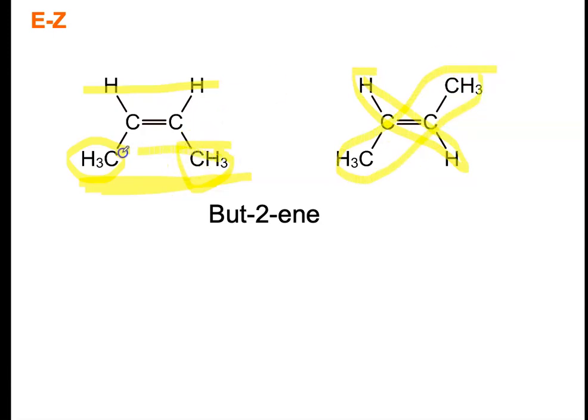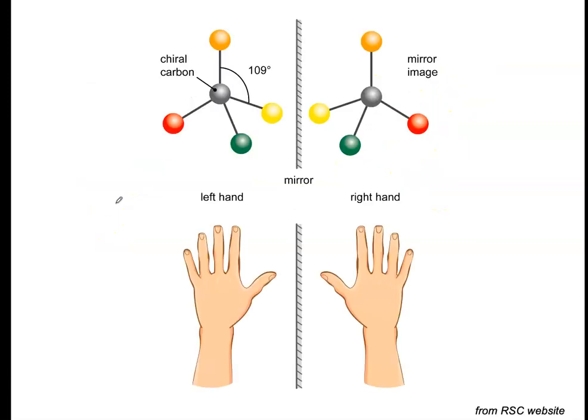This one we will call Z. So this is your Z-but-2-ene because the methyl groups are on the same side, in the same plane. And this one we will call E, where your CH3s are opposite each other. E also means trans and Z also means cis. Now because we have already covered this in year 12, you will need to go back to recap your year 12 knowledge. Let's move to optical isomerism now.